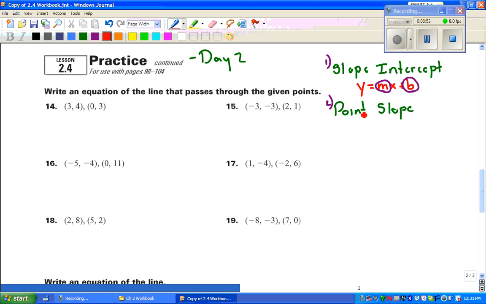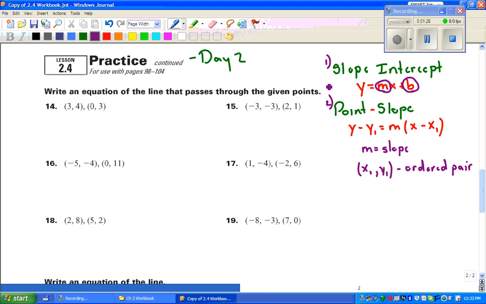Point-slope, just like the name suggests, you're going to use when you have a point and a slope. So this one is y minus y1 equals m times the difference of x and x1. What we're going to replace in this one is my m, my slope, and my x1, y1, and that is going to be an ordered pair that we're going to be given. So we're going to decide which of these we use, but remember, we always turn it into slope-intercept.